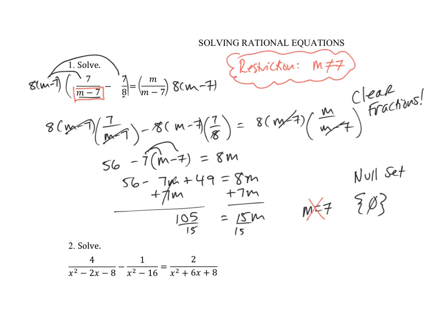Okay, so our steps for solving rational equations are figure out your restrictions, multiply by the common denominator, and then solve. Let's do another one.